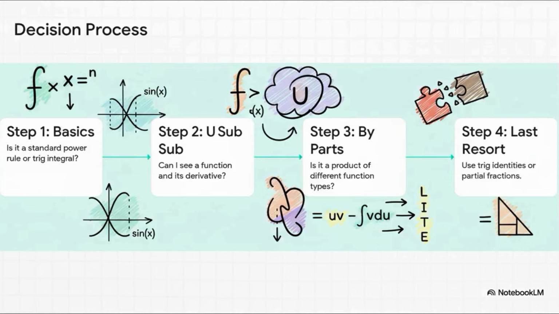Investigate for u-Substitution. Do you see that nested function and its derivative pair? If that lead goes cold, you proceed to step 3. Investigate integration by parts. Is it a product that fits what our informant, LIATE, told us? And only then, if all of that fails, do you bring out the heavy-duty last resorts.